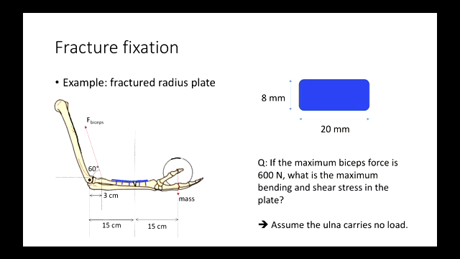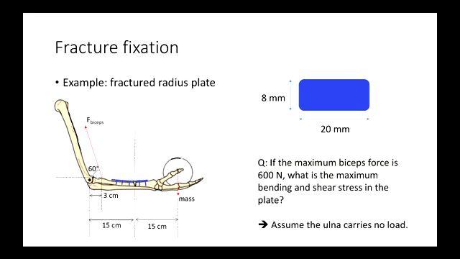So the 8 cubed by 12 equals 853.3 millimetres to the, what units? Millimetres to the 4. So you can plug that in here, 853.3, which equals 36.6 megapascal.